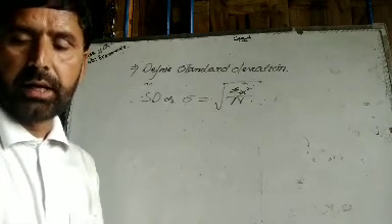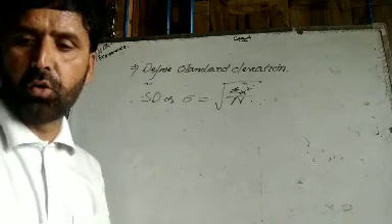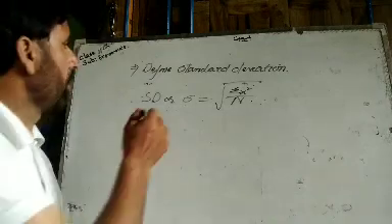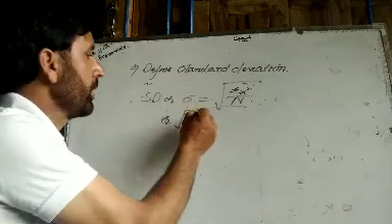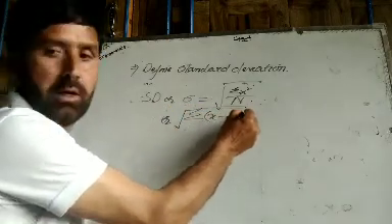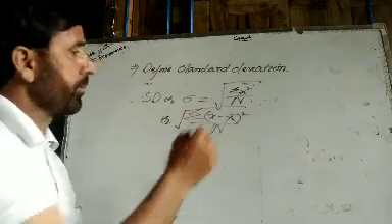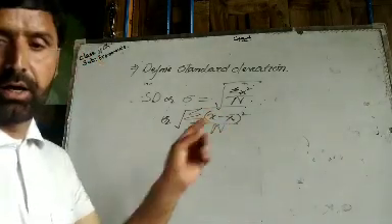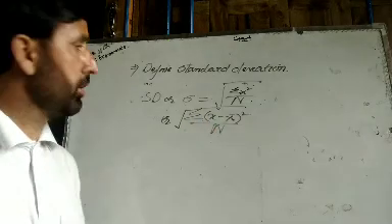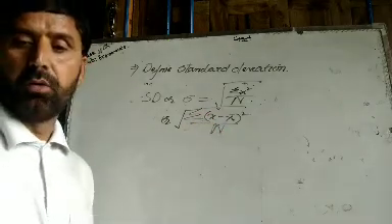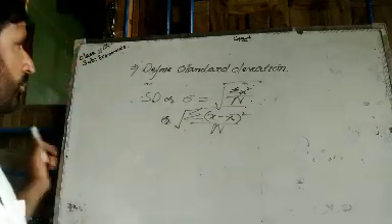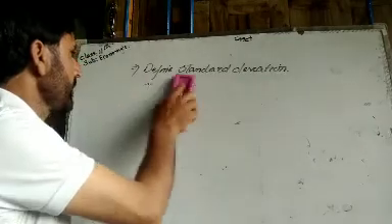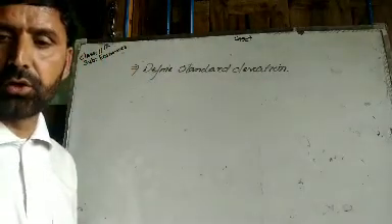And x minus x bar is the deviation from the mean, or we can write it as the square root of summation of x minus x bar square upon n. Here x minus x bar is the deviation from the mean value, and n is the number of items. So dear students, here is an illustration that you have to understand fully.